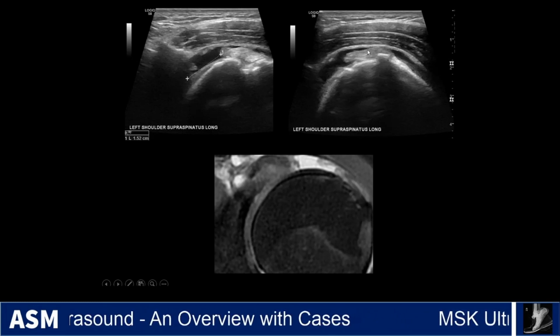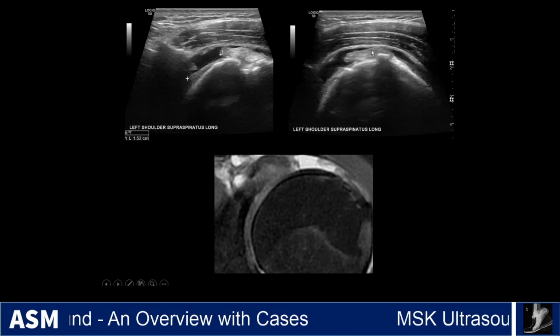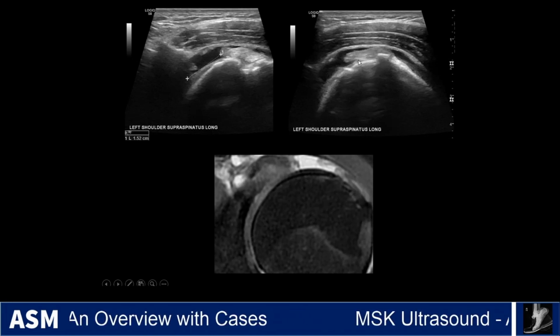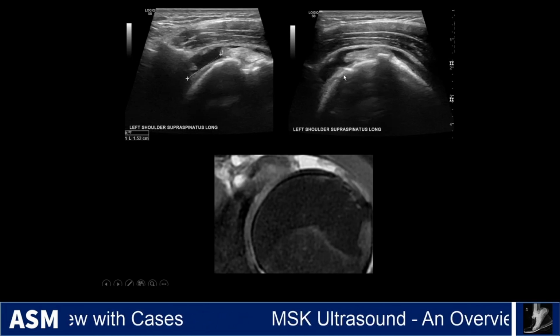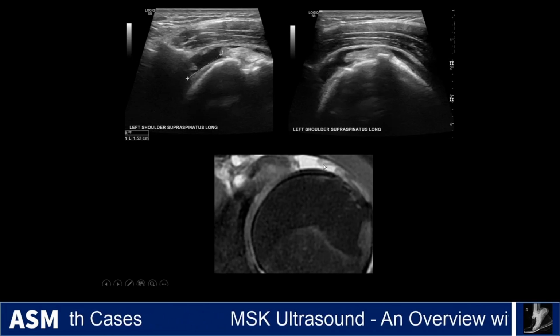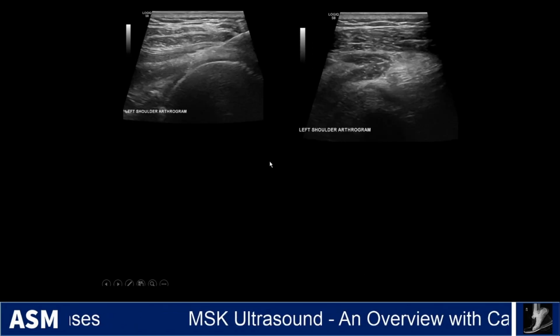And again, here's another example. In the same case, you come further out towards the footprint, you can see a little bit of remnant tissue, but there's no tendon right here. So this is a full thickness rotator cuff tear on ultrasound with corresponding MRI.